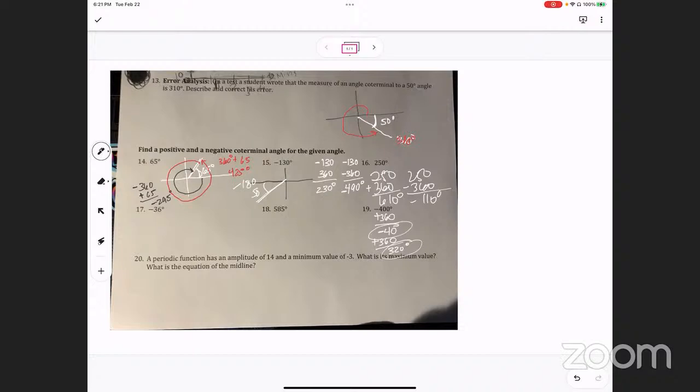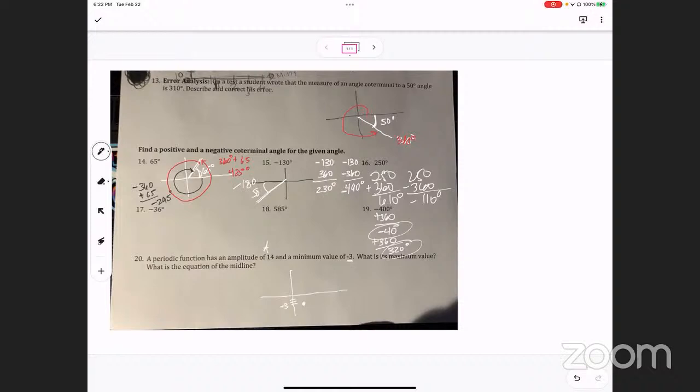All right. So number 20, shall I help you with 20? Yes. A periodic function has an amplitude of 14, so that's my A, and a minimum value of -3. What is the maximum value? Well, the minimum value means it's right here. Here's -3. There's my minimum value somewhere. I don't know where it is on the XY, that doesn't matter. What's the maximum value?